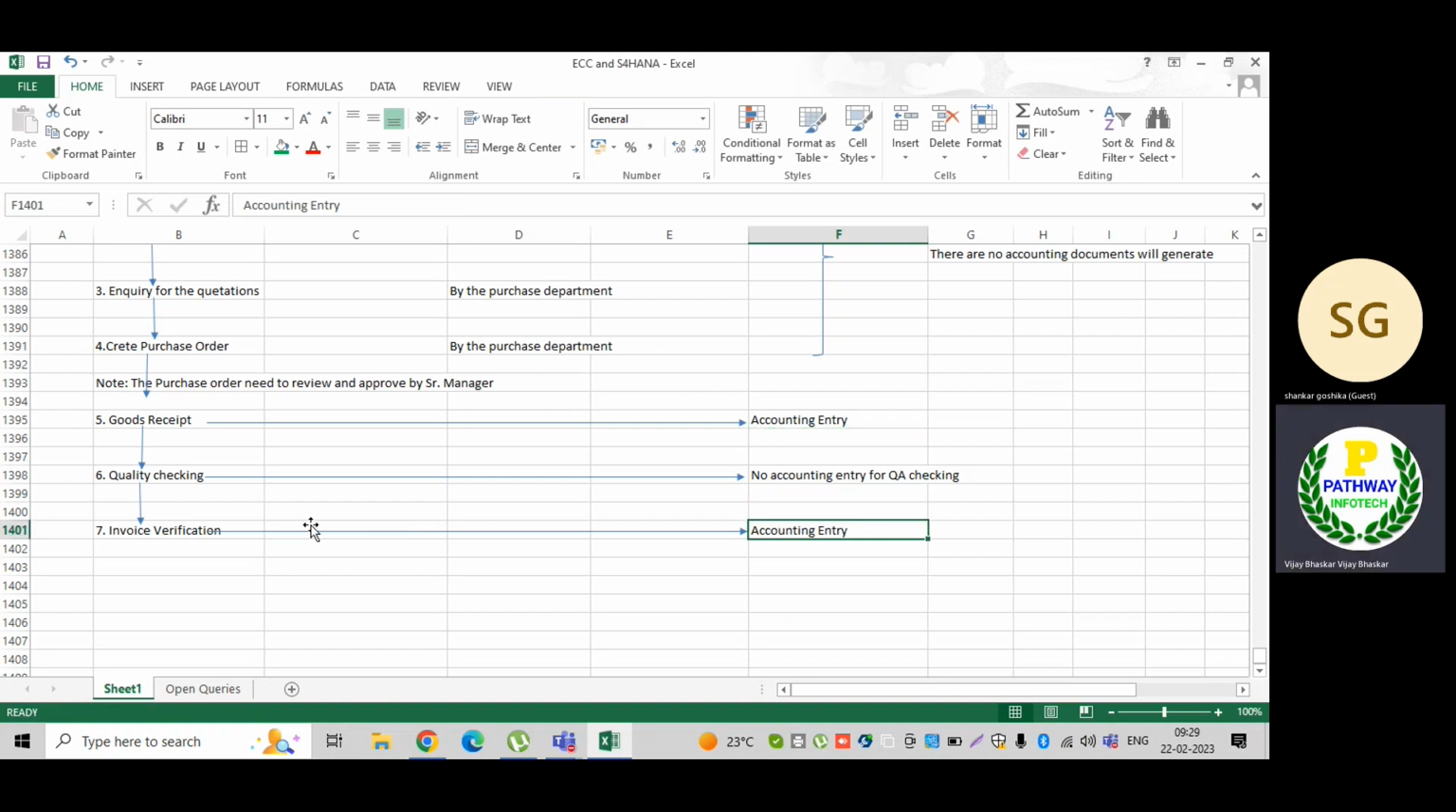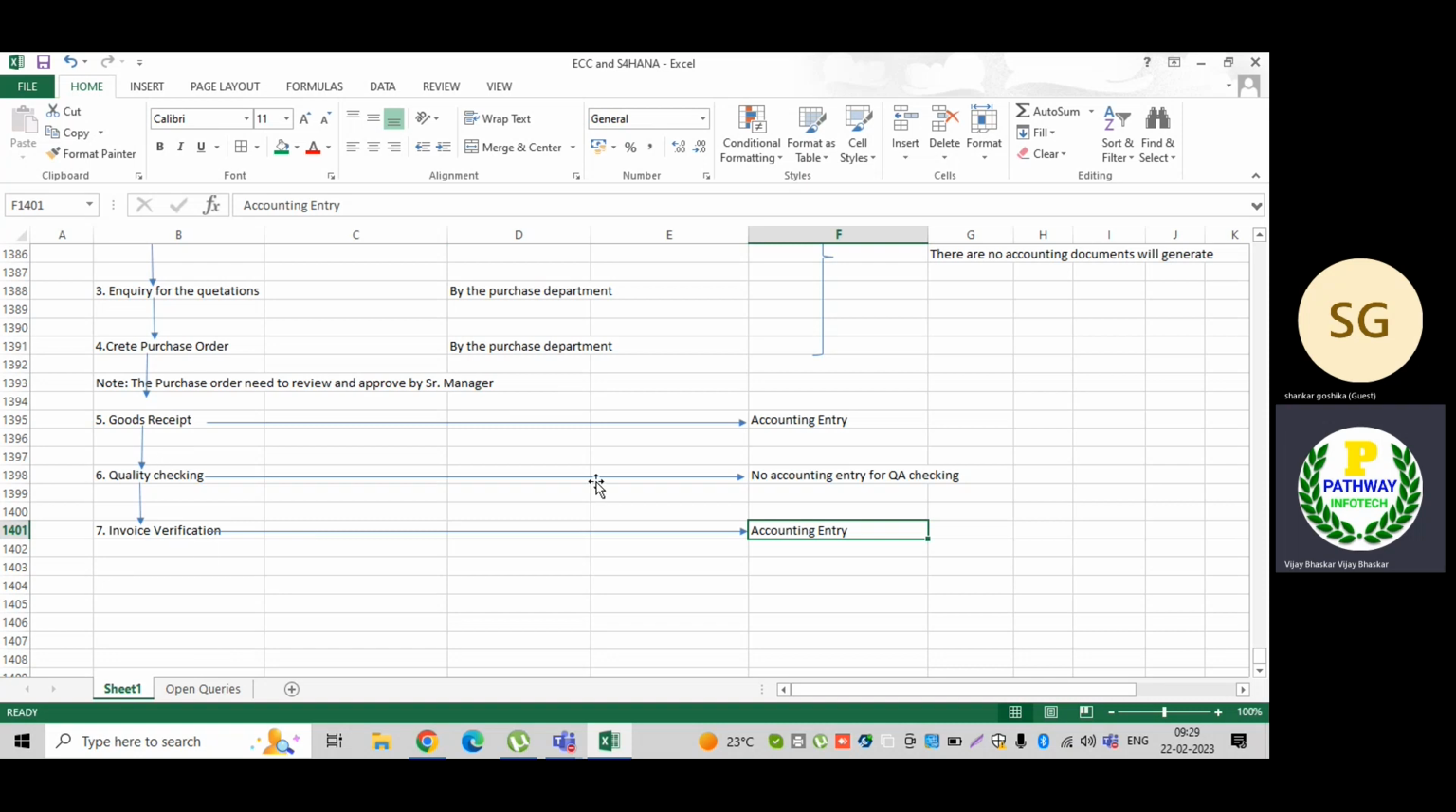Now, what would be the accounting entries? We'll see that going forward. What are the accounting entries? How will they get reflected? In case of price differences, and if there are any unplanned costs for imports, we will see where the account determination needs to be mapped in OBYC. From there the system will determine the GL accounts.